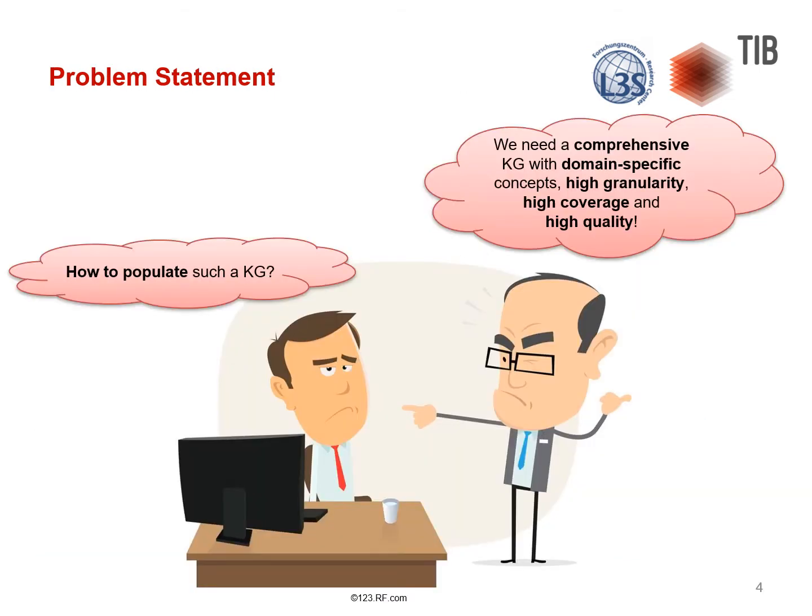However, there are a lot of conflicting requirements, since we desire a comprehensive knowledge graph with domain-specific concepts, high granularity, high coverage, and of course high quality. The question is, how can we populate such a knowledge graph with such challenging requirements? Can we make some trade-offs and relax some of the requirements for specific use cases?